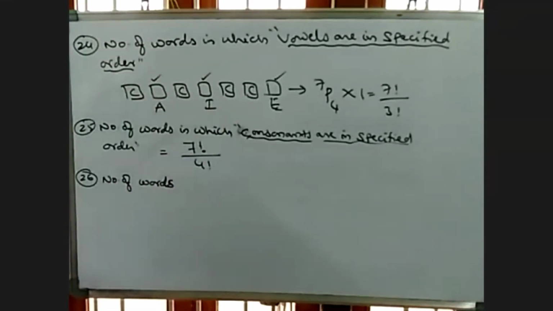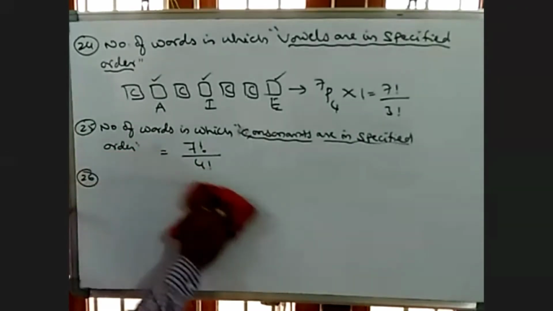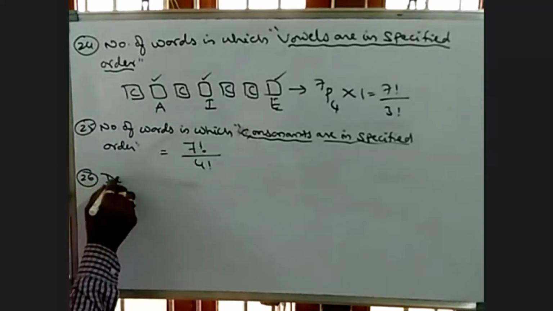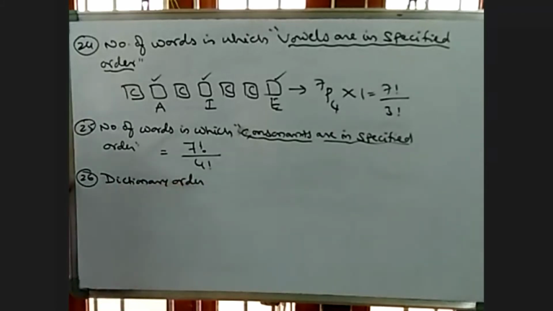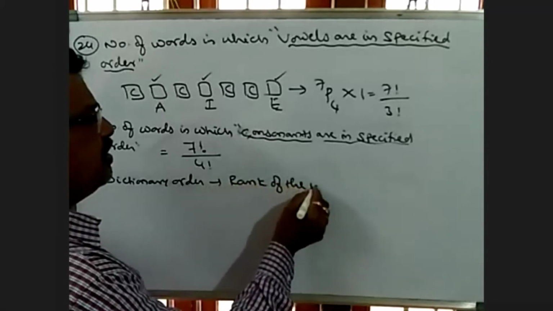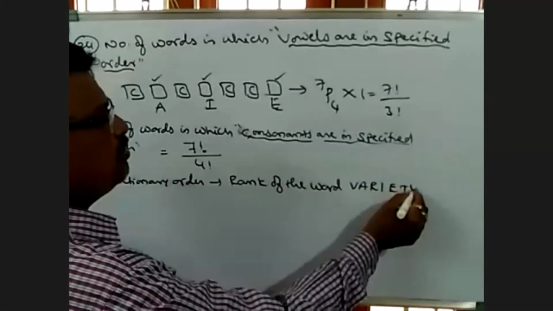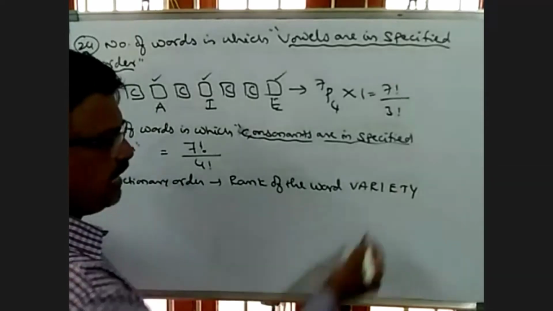Okay, let us take rank of the word. Rank of the word VARIETY. That means you know the bit how they will give. All the words that are formed with the letters of the word VARIETY are arranged in dictionary order. Then find the rank of the word. Dictionary order. I'm not writing the total problem here. Rank of the word VARIETY: V-A-R-I-E-T-Y. Here we are completing the model of finding the ranks of the words.